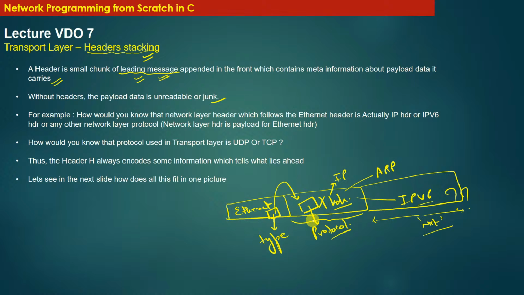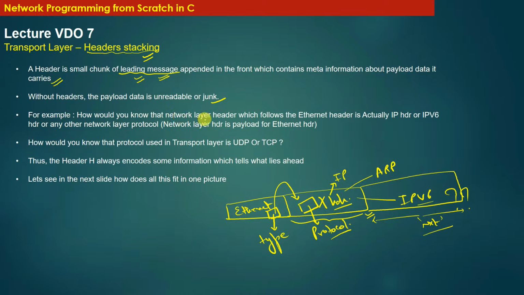So like this, every header has to contain some information which conveys what the type of header is, or what the type of message following that header is. This is actually called header stacking. That is, one header following another header, following another header, and so on.